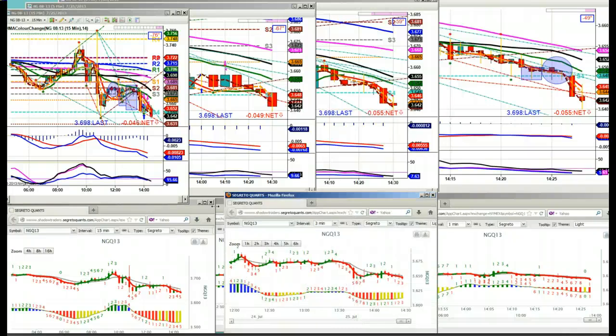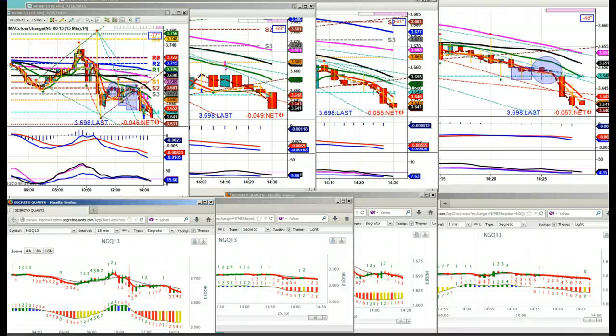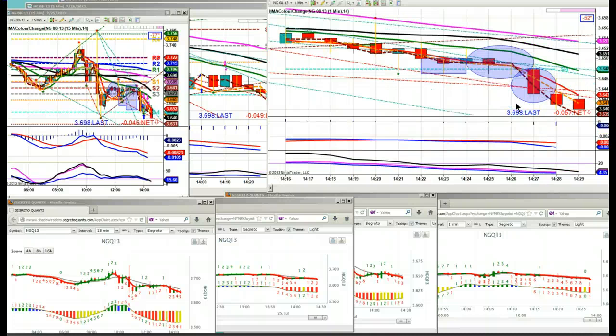Excellent lesson. I needed that. Yes, and this is the problem we have in the summer doldrums, is that people get sucked into, you get hypnotized by the candle. Look how much emotion is in this candle. How many of you were tempted to jump in here? Be honest. Come on. How many of you were tempted to jump in on that circle?